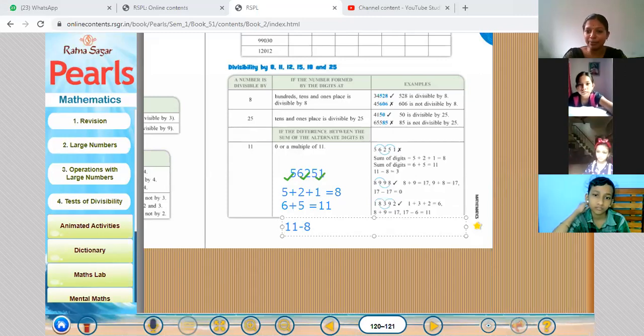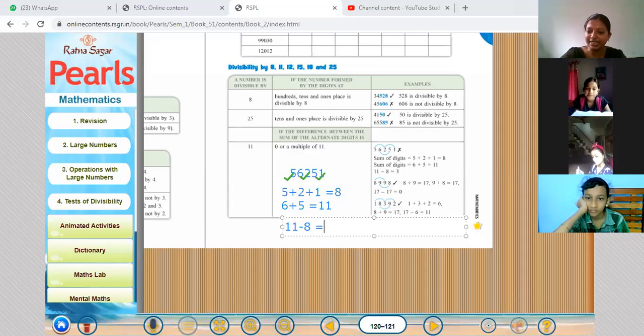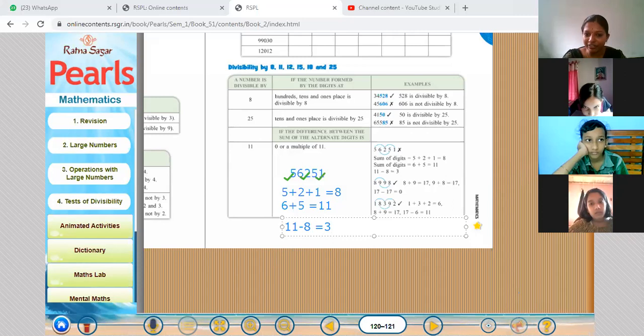We found the sums. Now we have to find the difference between those sums. What is the difference between 11 and 8? 3. The difference between 11 and 8 is 3. All of you please listen here. Okay. The difference between 11 and 8 is... Yes?